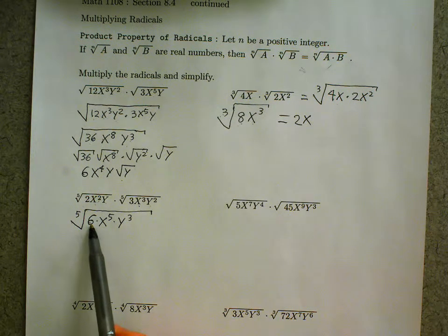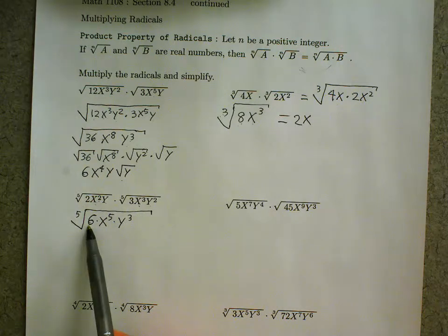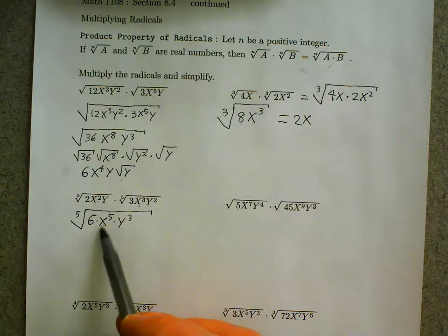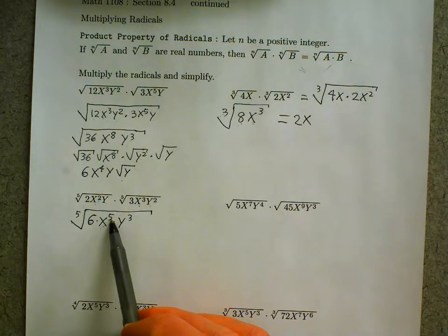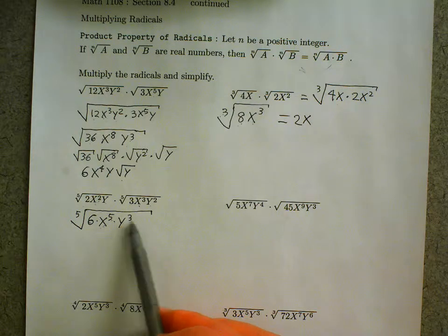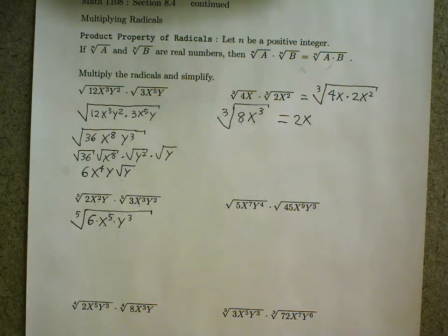The largest factor of 6 that is a perfect fifth power is 1. So in other words, we can't simplify the fifth root of 6 any further. The largest factor of x to the fifth that is a perfect fifth power is x to the fifth, because the exponent is a multiple of 5. And the largest factor of y to the third that's a perfect fifth power is 1. So in other words, the fifth root of y to the third cannot be simplified further.